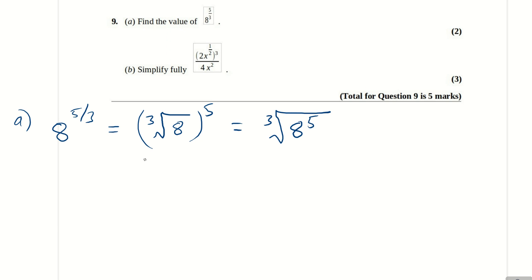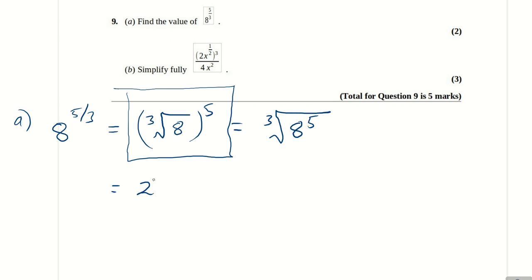Now, obviously, it's going to be a pain to try and work out 8 to the power 5, but you should know that the cube root of 8 is 2, so it's going to be easier to use this one. Okay, now the cube root of 8 is 2 because 2 times 2 times 2 is 8.